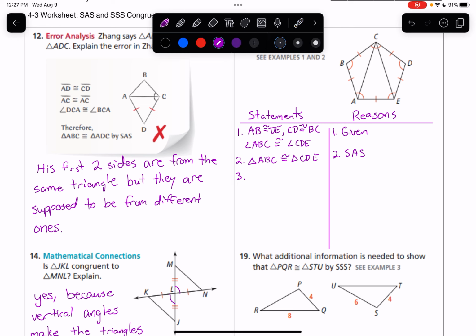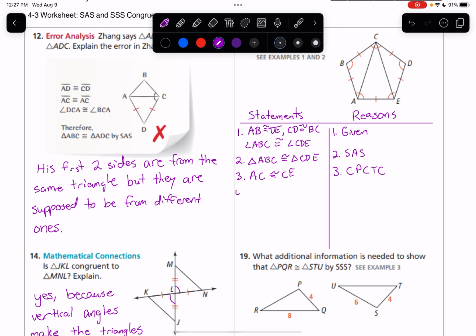So my next step is to say that AC is congruent to CE by CPCTC. Corresponding parts of congruent triangles are congruent.